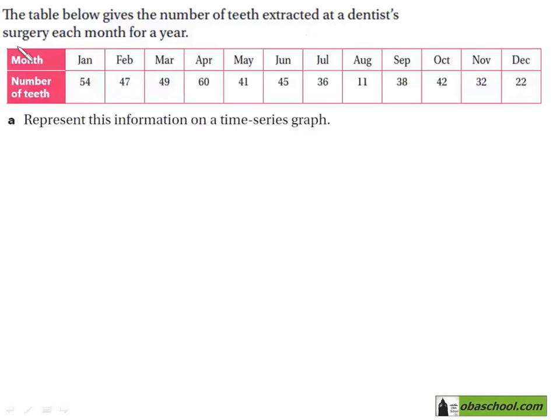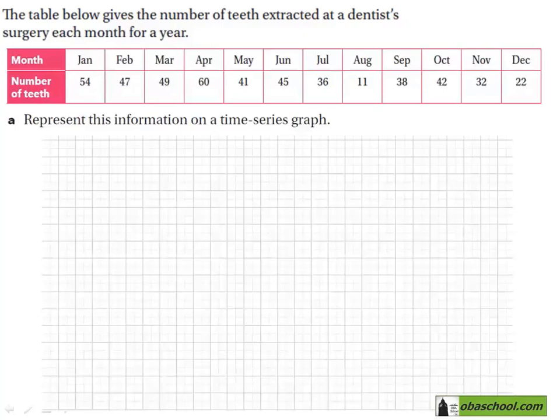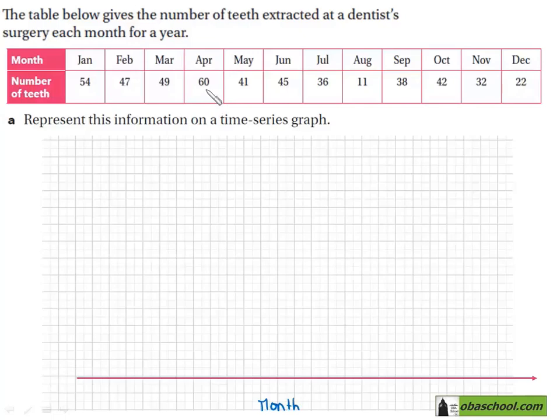So the table below gives the number of teeth extracted at a dentist's surgery each month for a year. You have the months of the year, January through December, and you have the number of teeth extracted with surgery each and every month. And so, represent this information on a time series graph. As I've said before, the time is always on the x-axis. It should always be on the horizontal line. And the other variable, in such case, the number of extracted teeth, on the vertical axis.